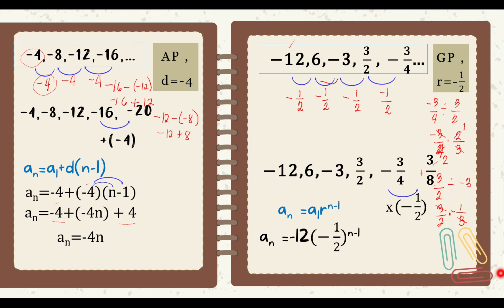Take note that you have a negative 12 and you have a negative 1 half. Also, these are two different bases. Thus, we leave the equation to be a sub n is equal to negative 12 multiplied by negative 1 half raised to n minus 1. That's for the third example.